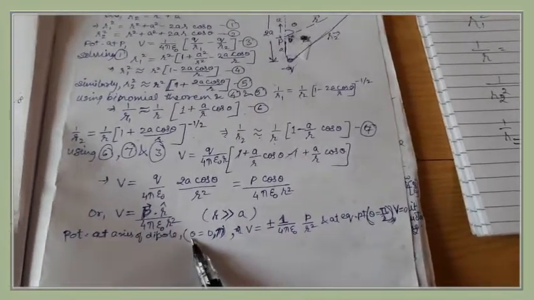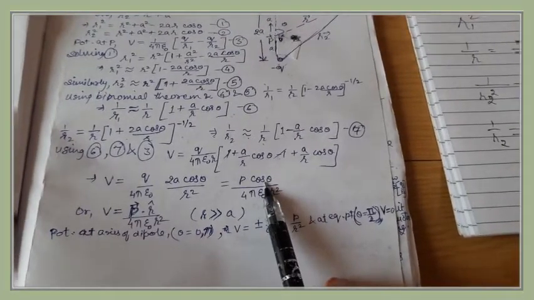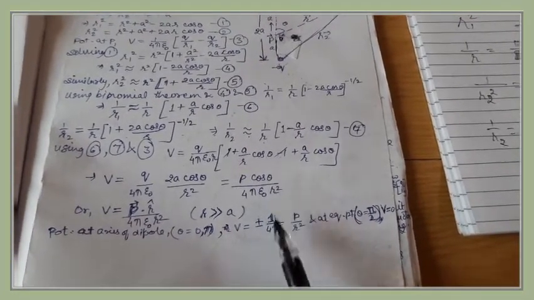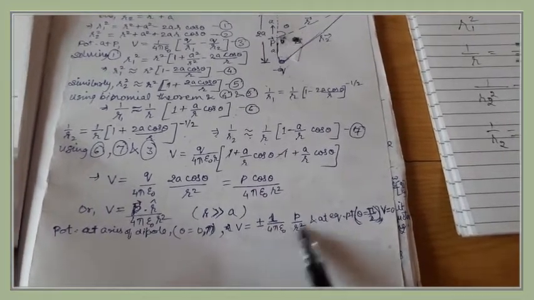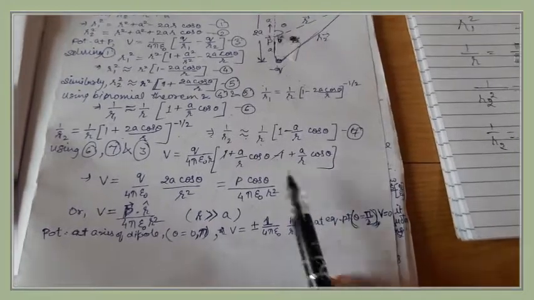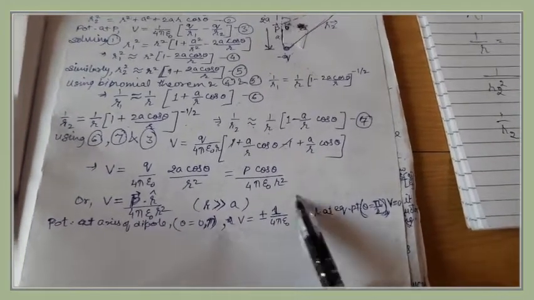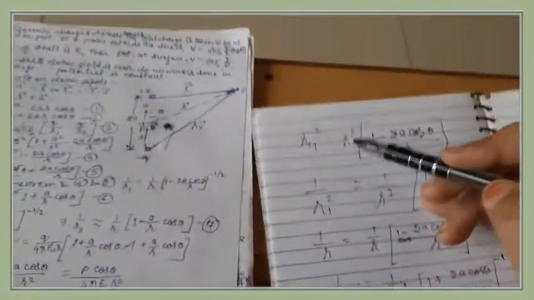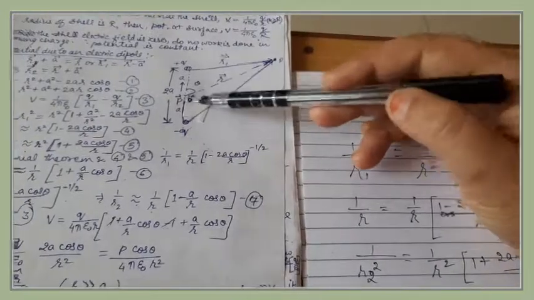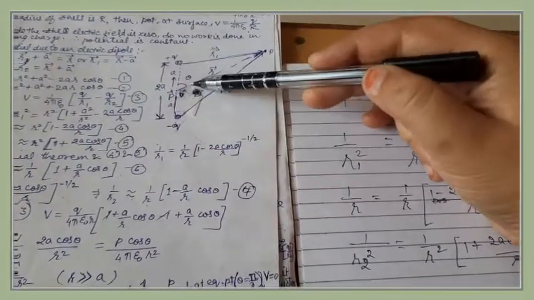Now, when theta is 0 or pi, cos 0 or cos pi is plus 1 or minus 1. That's why the value becomes plus or minus 1 upon 4 pi epsilon into P by R square, because cos theta is either plus 1 or minus 1. This is an axial point. When theta is 0, it means the point P is lying somewhere on the axis of the dipole. That's why theta is 0.